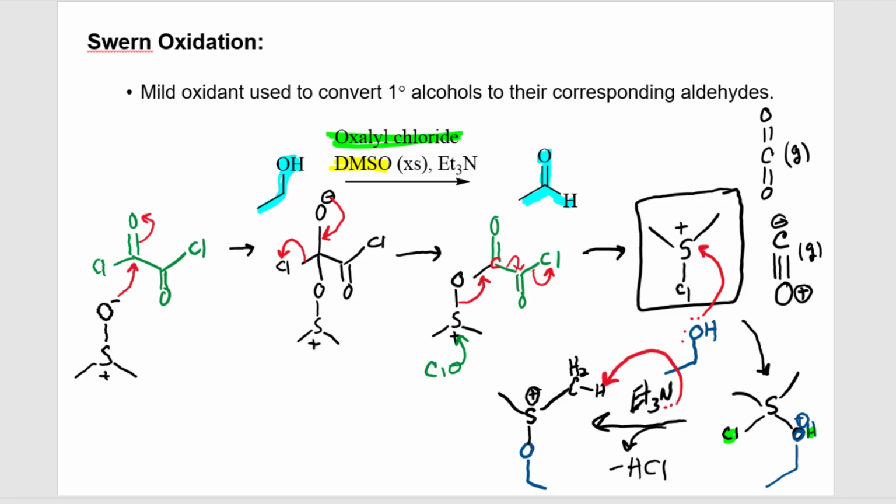And the triethylamine is going to deprotonate one of those hydrogens on the methyl. It's going to push the electrons into the carbon. And this is going to give us an ylide. Very similar to what we've seen in Wittig reactions. So this is kind of strange, right? We have a sulfur positive. Now we have a CH2 minus. There's our ylide.